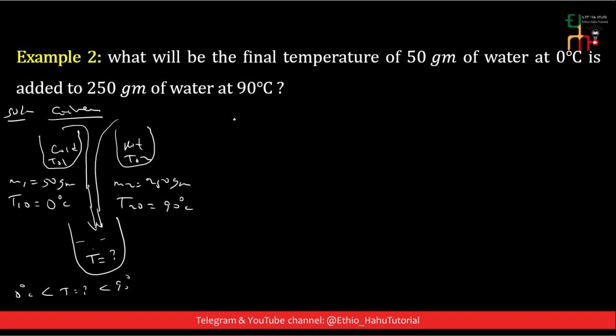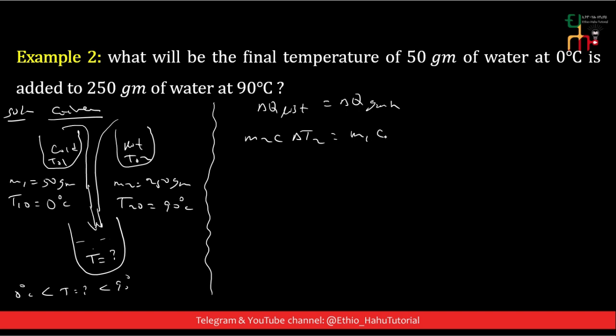Therefore, from heat exchange, heat lost by the hot system is equal to heat gained by the cold system. Heat lost by the hot system is M2 C times delta T2, which is equal to M1 times C delta T1. Here delta T1 is equal to T minus T1 naught, and delta T2 is simply 90 minus T, because the final temperature of the two systems is T.